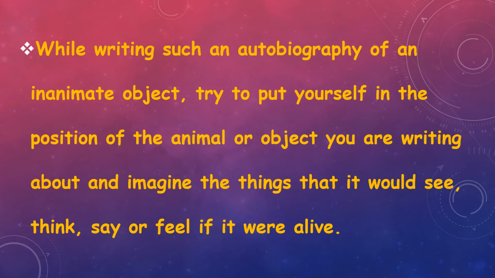So while writing such an autobiography of an inanimate object, what do we do? The first thing that we should do is try to put ourselves in the position of the animal or object we are writing about, and imagine the things that it would see, think, say, or feel if it were alive. So, if you are a coin, then you'll have to think that you are really a coin. And what are the things that you would experience? Where would you stay? Your home will be the wallet of a person, isn't it? Or maybe a coin box, or maybe a piggy bank.